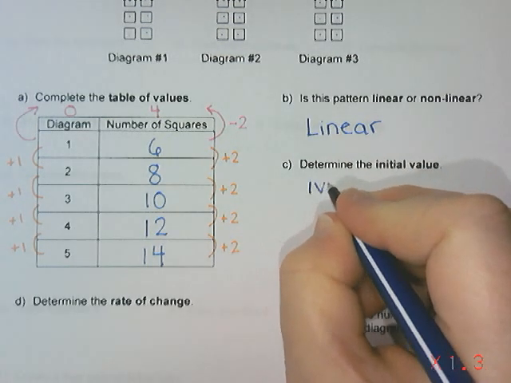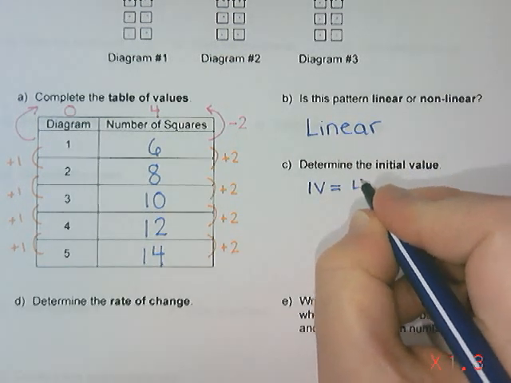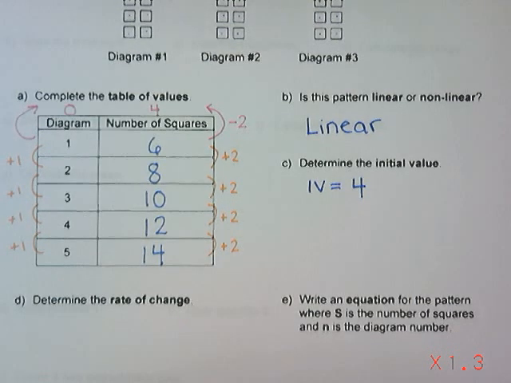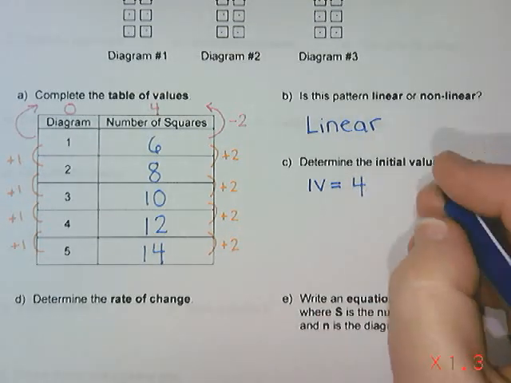So my initial value is 4. Okay, up next, and I should put a unit on it, it is 4 squares.